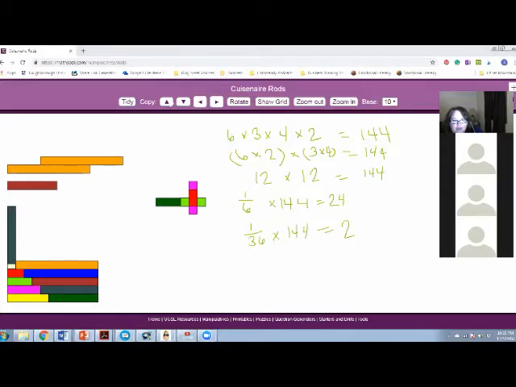Mm-hmm. Because you take out the six and the two times three. Oh, no, it's six. Four, right? And the two and the three. Four. It's four.